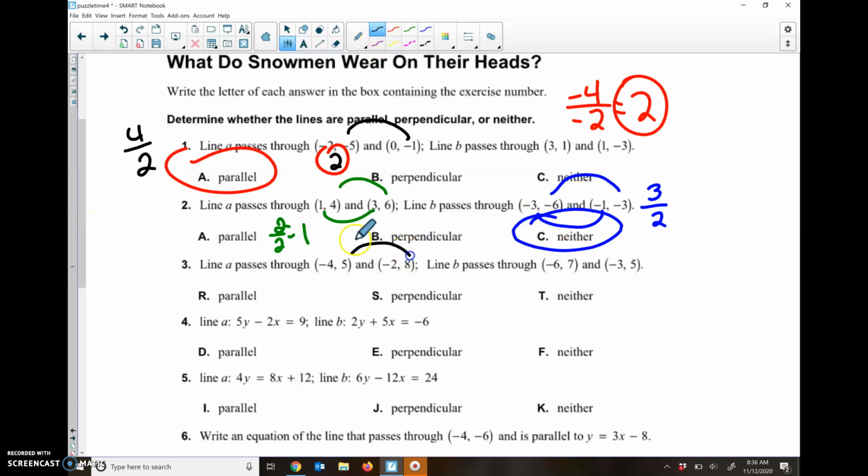Number 3, we have 8 minus 5. That's 3. We have -2 minus a -4, and that's going to give us a positive 2. Second part, line B here. We have 5 minus 7. That's -2. And we have -3 minus a -6, and that's positive 3. So we have positive 3/2 and -2/3. Those are opposite reciprocals. 3/2, 2/3, positive, negative.